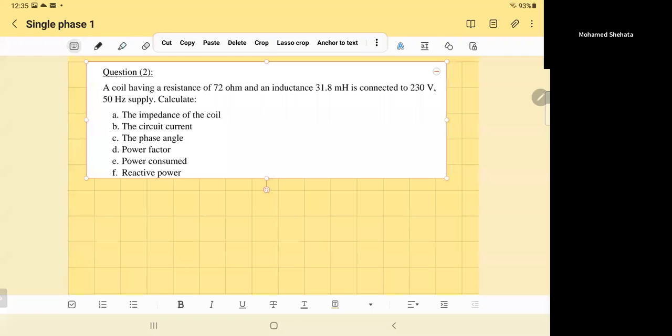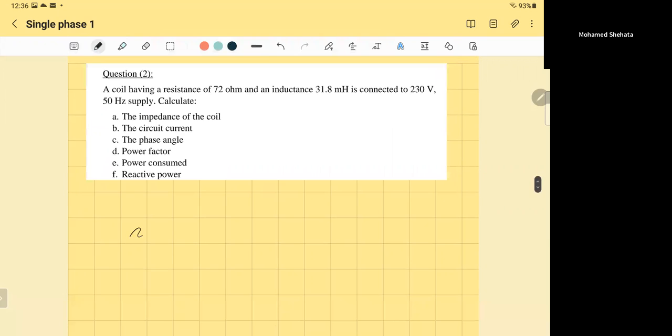Any coil has inductance and resistance. We don't have a pure inductive coil in real life, because a coil is made of wire, and since it's made of wire, any wire has resistance. So how can you represent the coil? That's the coil, and the equivalent circuit for the coil is resistance plus inductance.